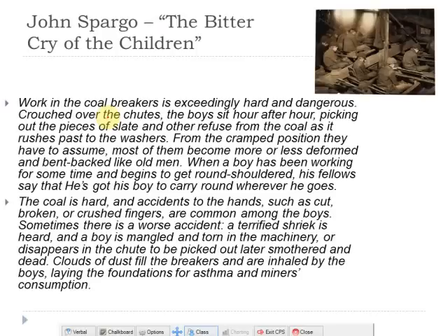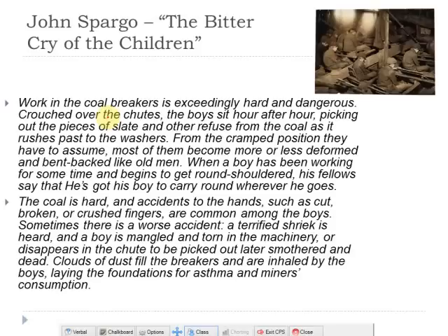Clouds of dust fill the breakers and are inhaled by the boys, laying the foundations for asthma and miners' consumption. So one, you can be crushed in the coal breaking machines, or as you're shoveling the coal down the chutes, you might actually fall into it and get crushed by another layer of coal right on top of you. And as you're uncovering the coal, you might find children inside. That's on top of the black lung and the asthma and all the other problems that come with it.